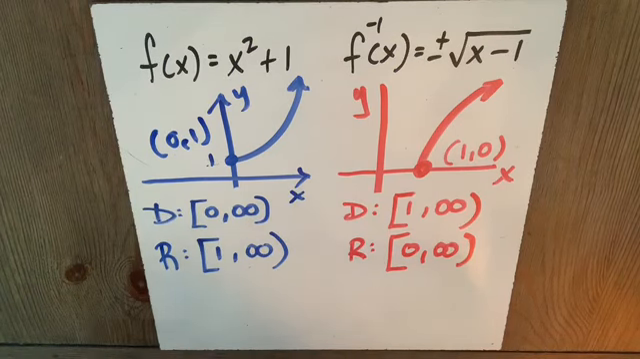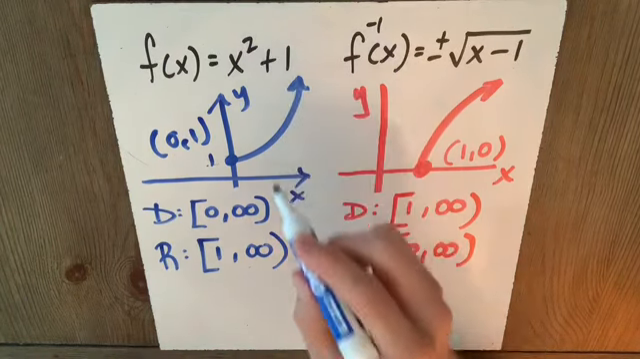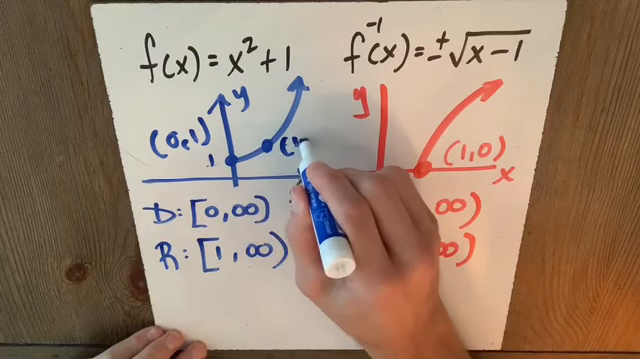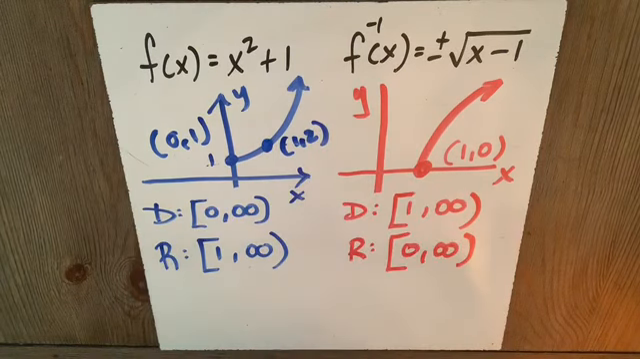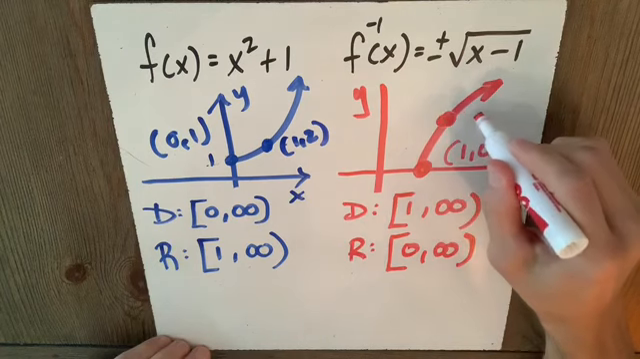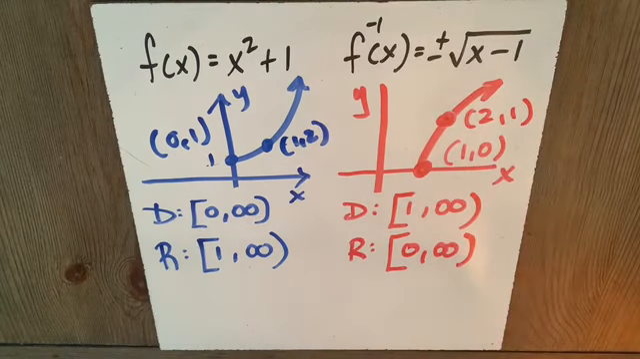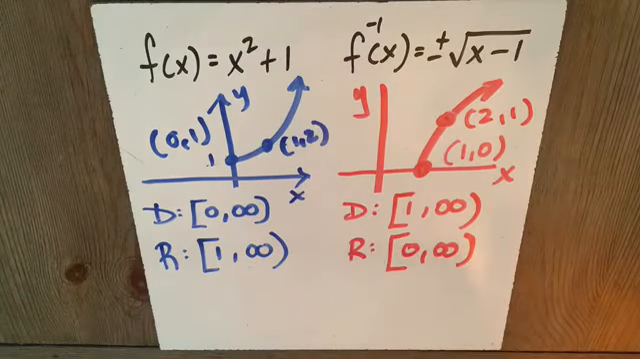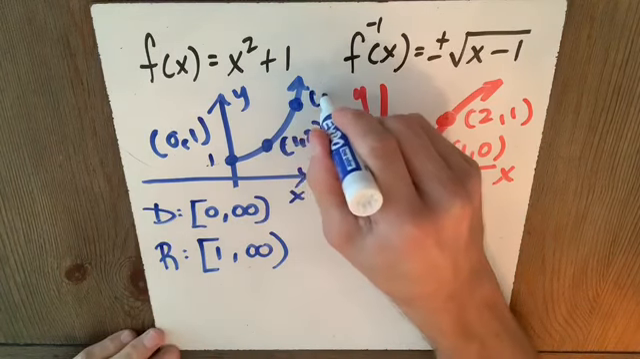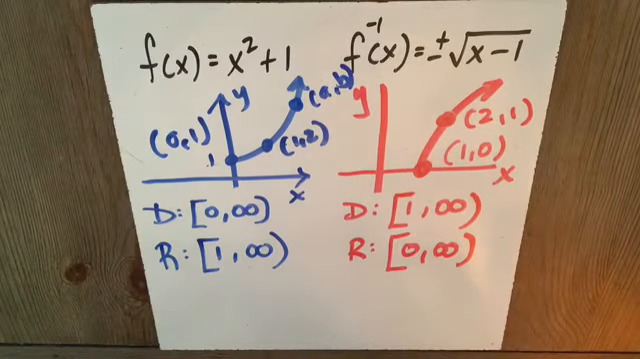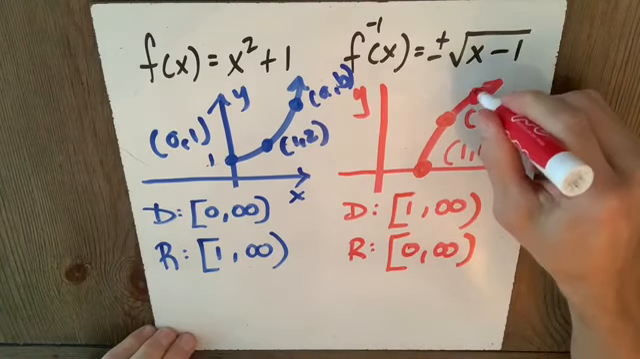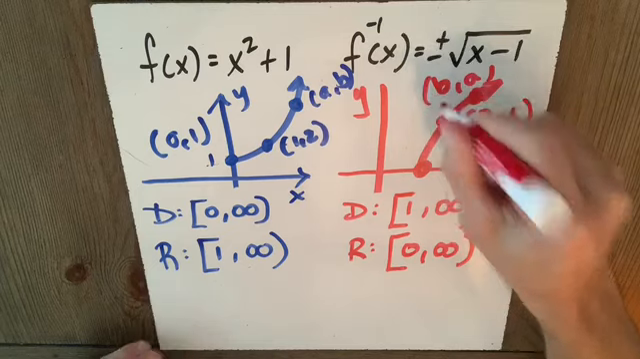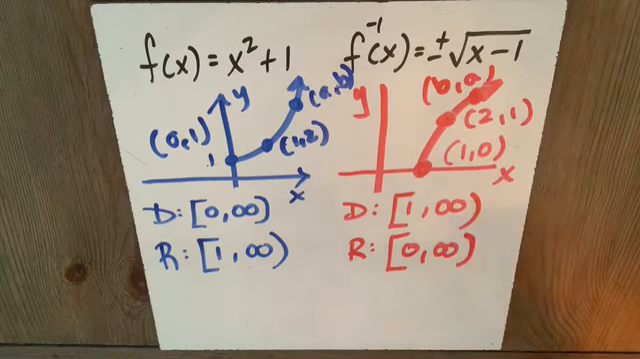If I put in a 1 here, 1 squared is 1 plus 1 is 2. So I get the point 1, 2. That means that the point 2, 1 will be over here. And you can see, because this passes both the horizontal and vertical line test, then we're going to have an inverse function. Any point over here, this was our big takeaway, (a, b) becomes the point over here, (b, a). We're just switching x and y.